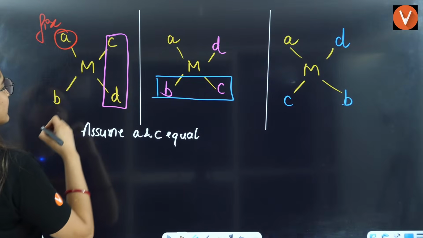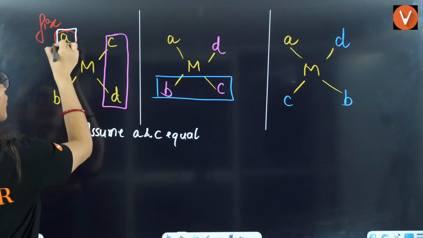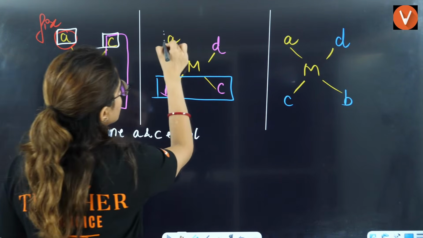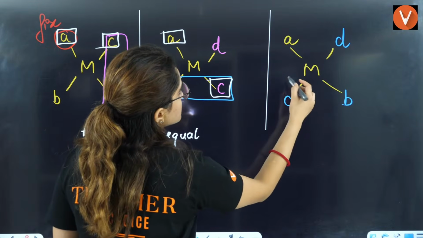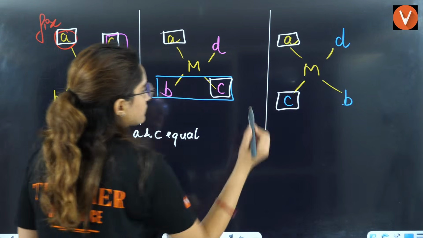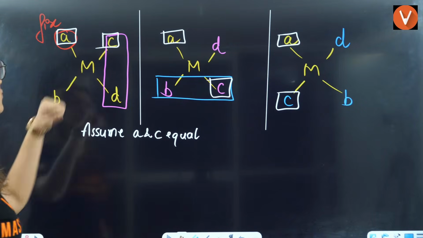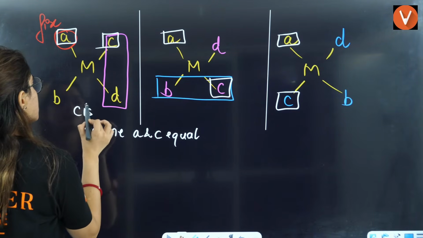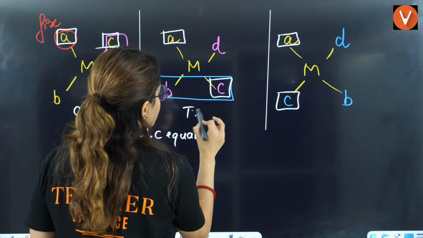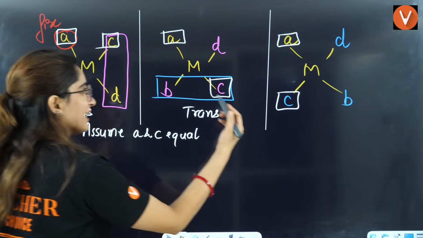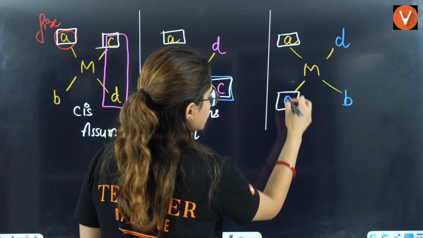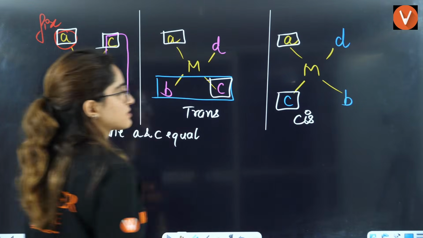So if I take A and C equal, I'll make a box here. A and C are next to each other, that means it will be cis. A and C are opposite, that means it will be trans. A and C are next to each other, it will be cis.